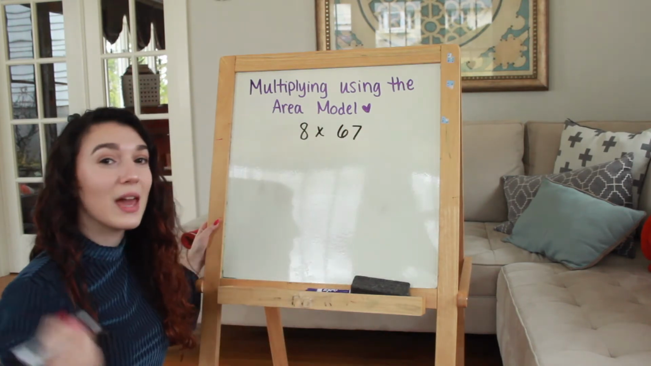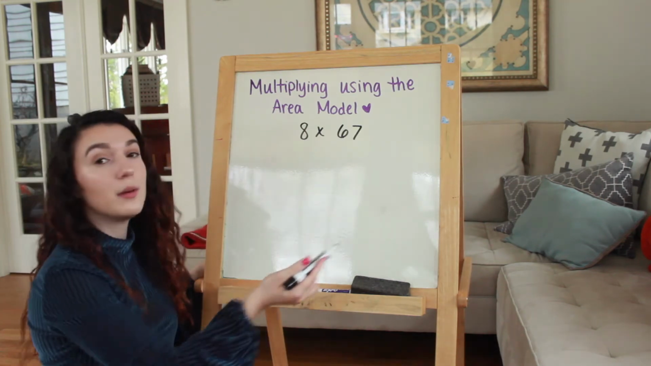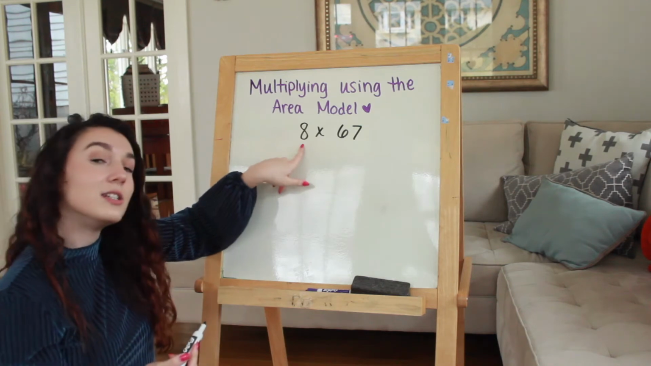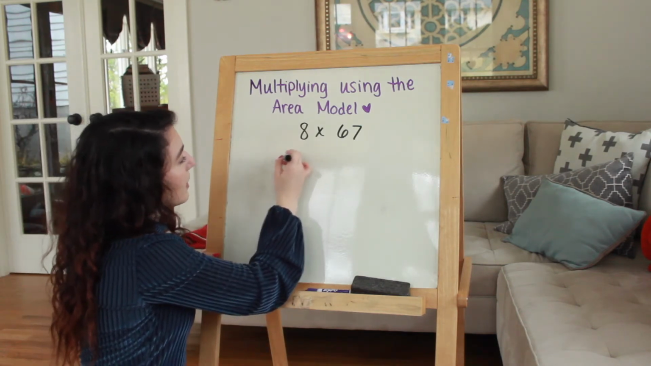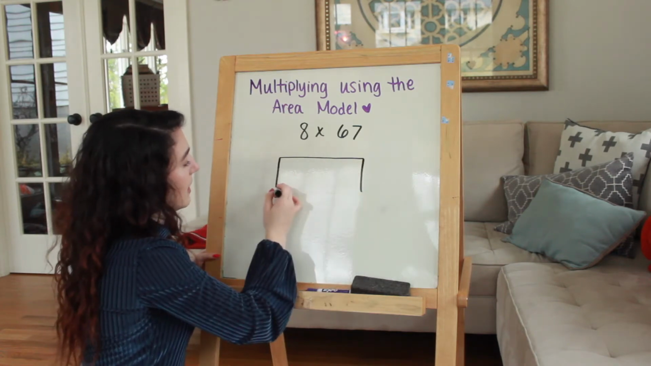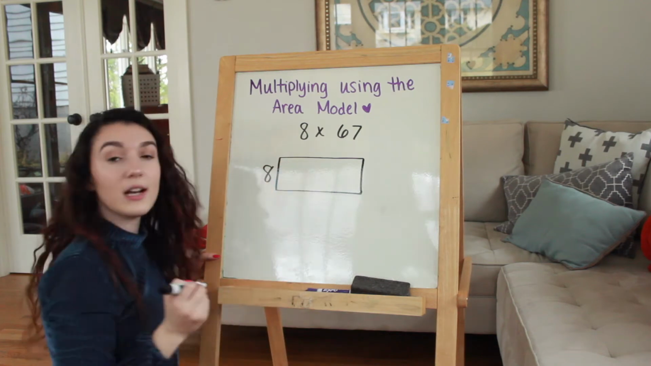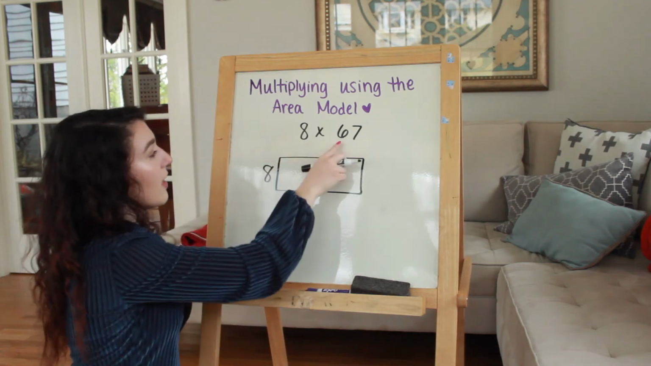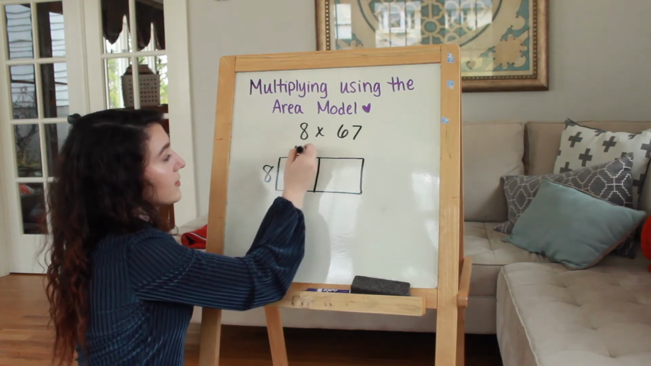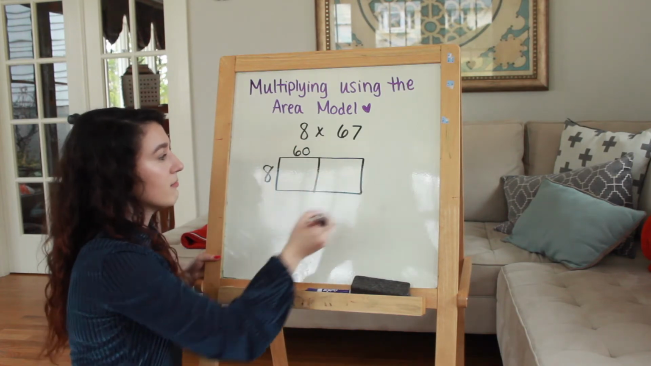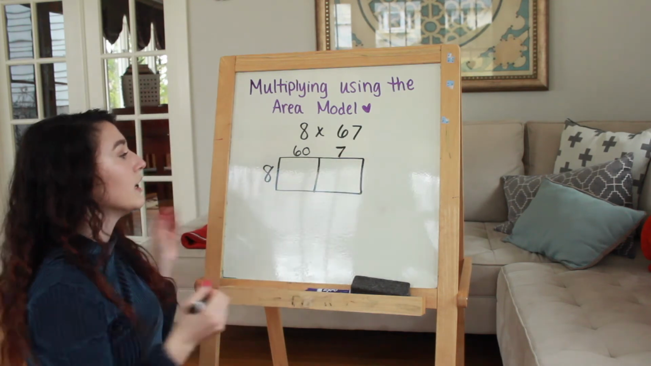Okay, I'm going to do 8 times 67. Something that you should be noticing about this problem is that, again, I have a 1-digit times a 2-digit problem. So my area model is going to look the same as the first 2 problems we did. I know my 8's going to go here because there's only 1 digit. Then I know that 67 has both 10's, 60, and 1's, 7.